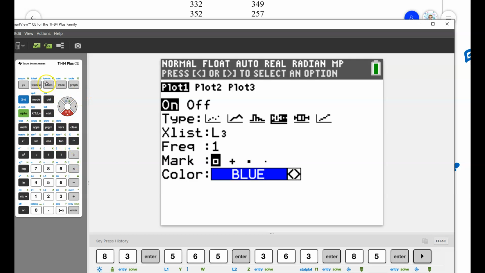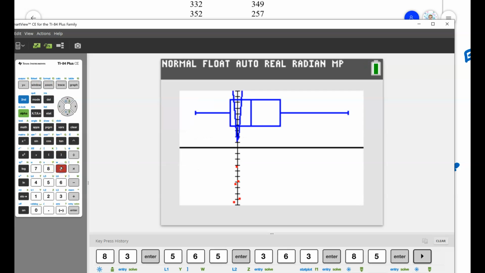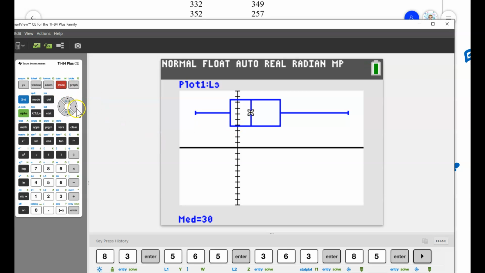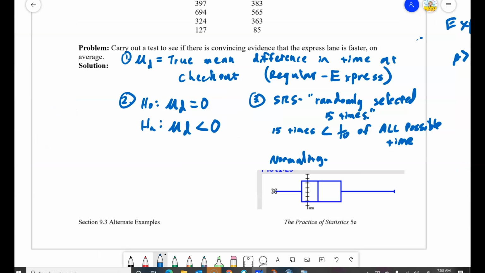To get my graph, remember the shortcut is zoom 9, right? Looks like I have some stuff in my calculator I don't want. So a little bit of a tail to the right, but I don't think anything alarming. We don't have any outliers, and we don't have to bother with the 1.5 IQR rule. Again, we can hit trace here and get our 5-number summary so we can make a nice accurate graph for anybody that's looking at our work. And I cheated a little bit. I used my snipping tool, but the box plot is roughly symmetric with no outliers.